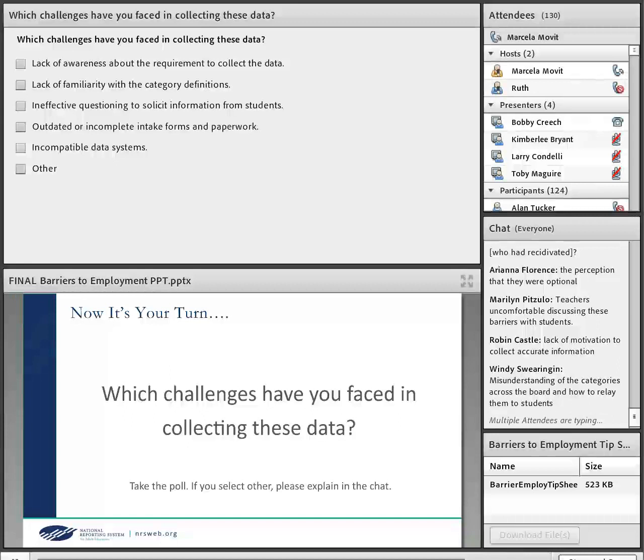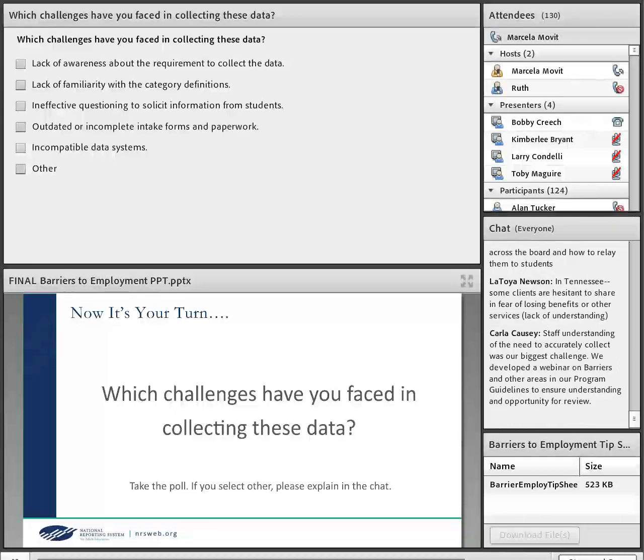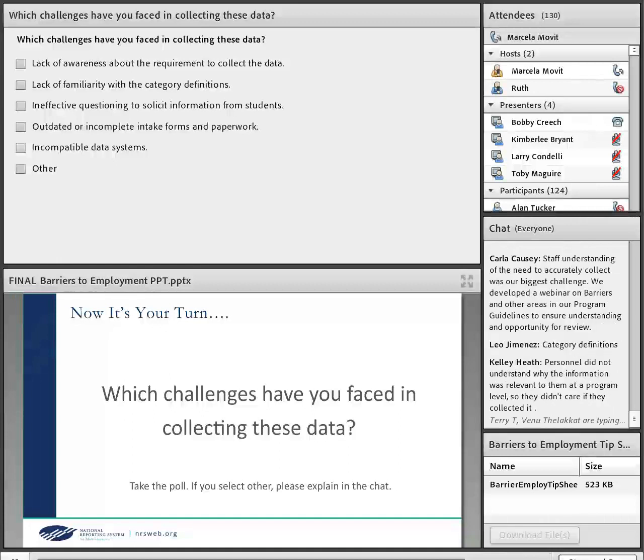Great. And of the ones that we shared, it looks like the most common one is lack of familiarity with category definitions, which I think aligns a little bit with what was in the chat, and ineffective questioning to solicit information from students. Okay, so I'm going to head back over to the chat a moment because it sounds like a lot of you have some other things that we had not included.